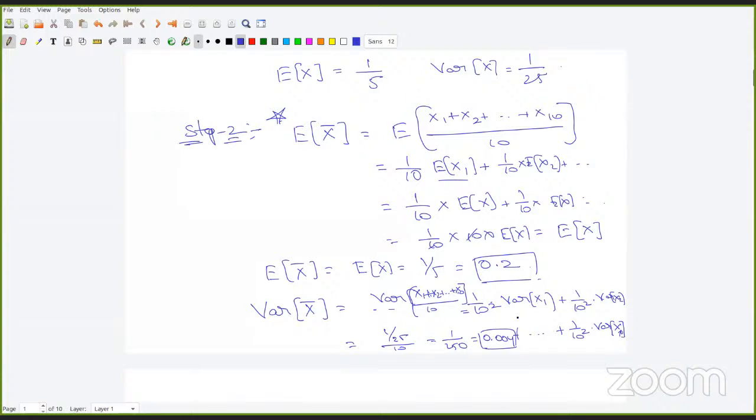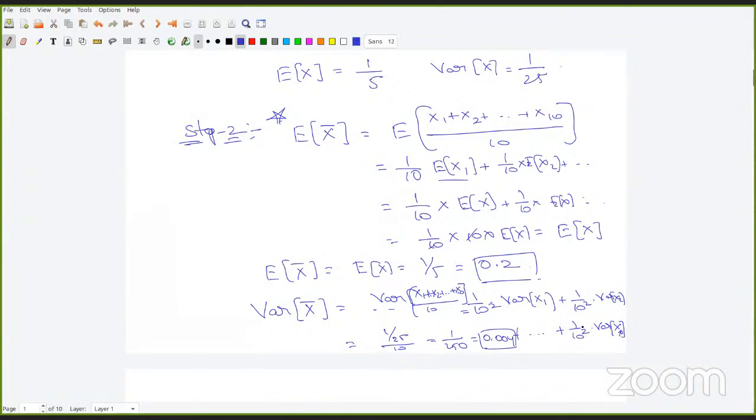And here variance of x1 is variance of x itself, because x1 is actually a sample taken from the distribution x. So whatever x follows, x1 will also follow the same way. So variance of x1 will be variance of x. The same, variance of x2 will also be variance of x. Variance of x10 will also be variance of x.